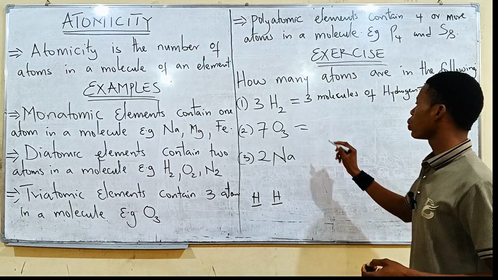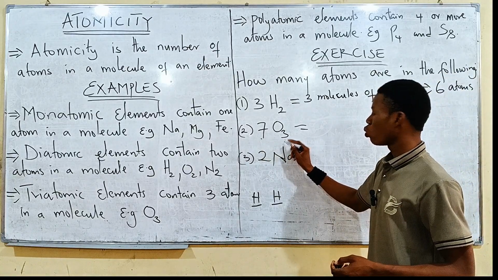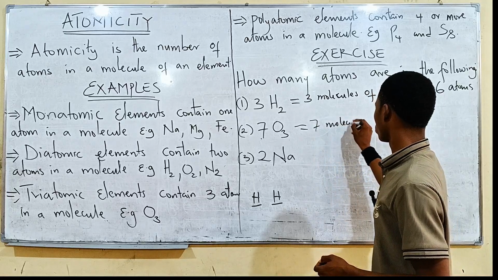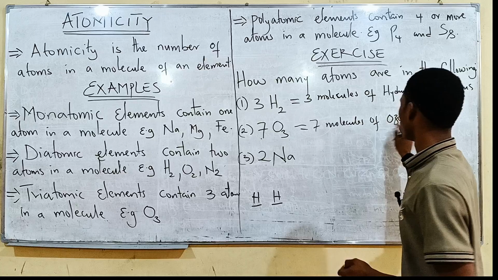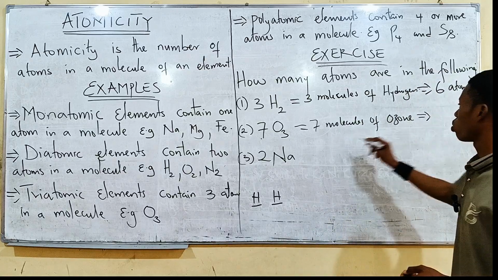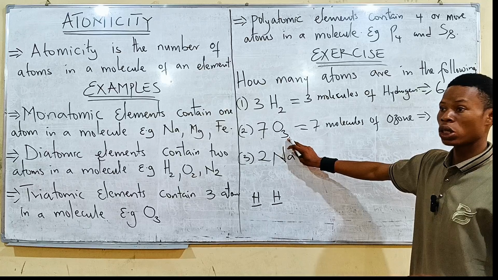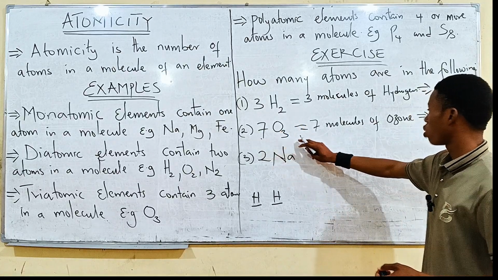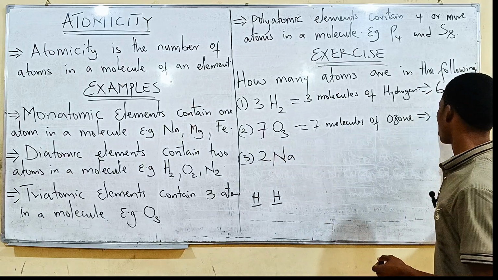Now here, you use the same principle. This is 7 molecules of ozone. Please take note that O3 is for ozone. 7 molecules of ozone. And ozone contains 3 atoms of oxygen. So the number of atoms present in 7 molecules will be 7 times 3, which is 21 atoms.